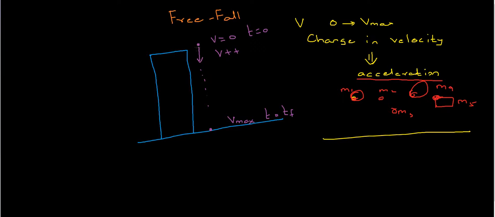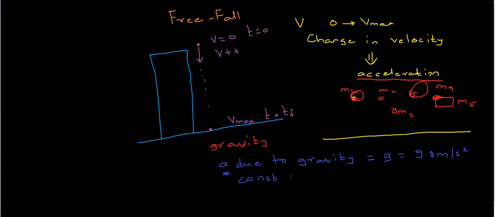Here in this case, the ball starts to move and eventually reaches the surface of the earth because of an acceleration due to gravity, isn't it? It's gravity that pulls the ball towards the surface of the earth. So this acceleration is due to gravity. This acceleration due to gravity is known as g, and its value is 9.8 meters per second squared. And this is a constant acceleration.